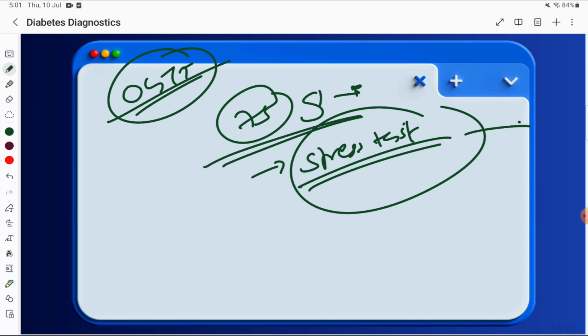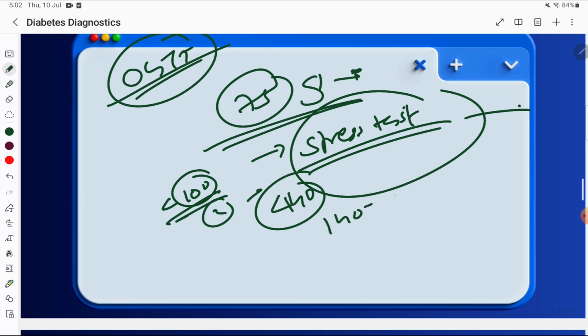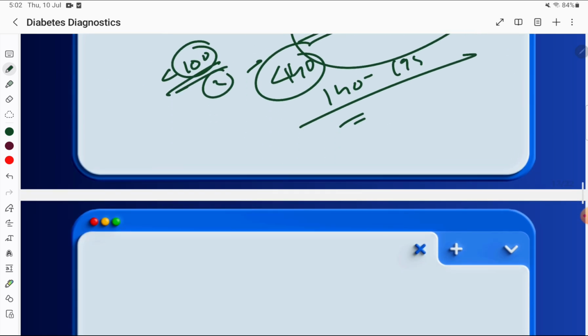So the reference values of the OGTT should be: fasting less than 100. The 2 hour reference range should always be less than 140, and if the patient lies between 140 to 199, impaired glucose tolerance is indicated. And lastly, when it is more than 200, of course, we all know that it's a case of diabetes mellitus.